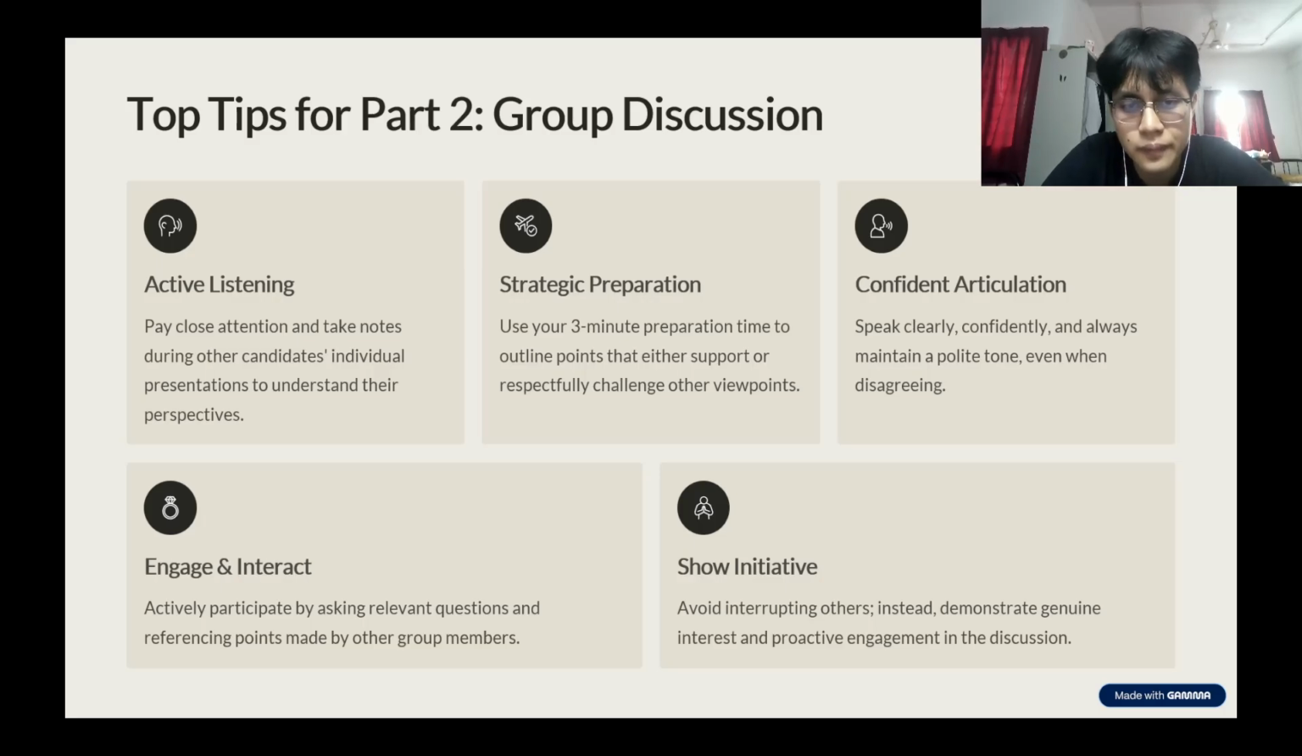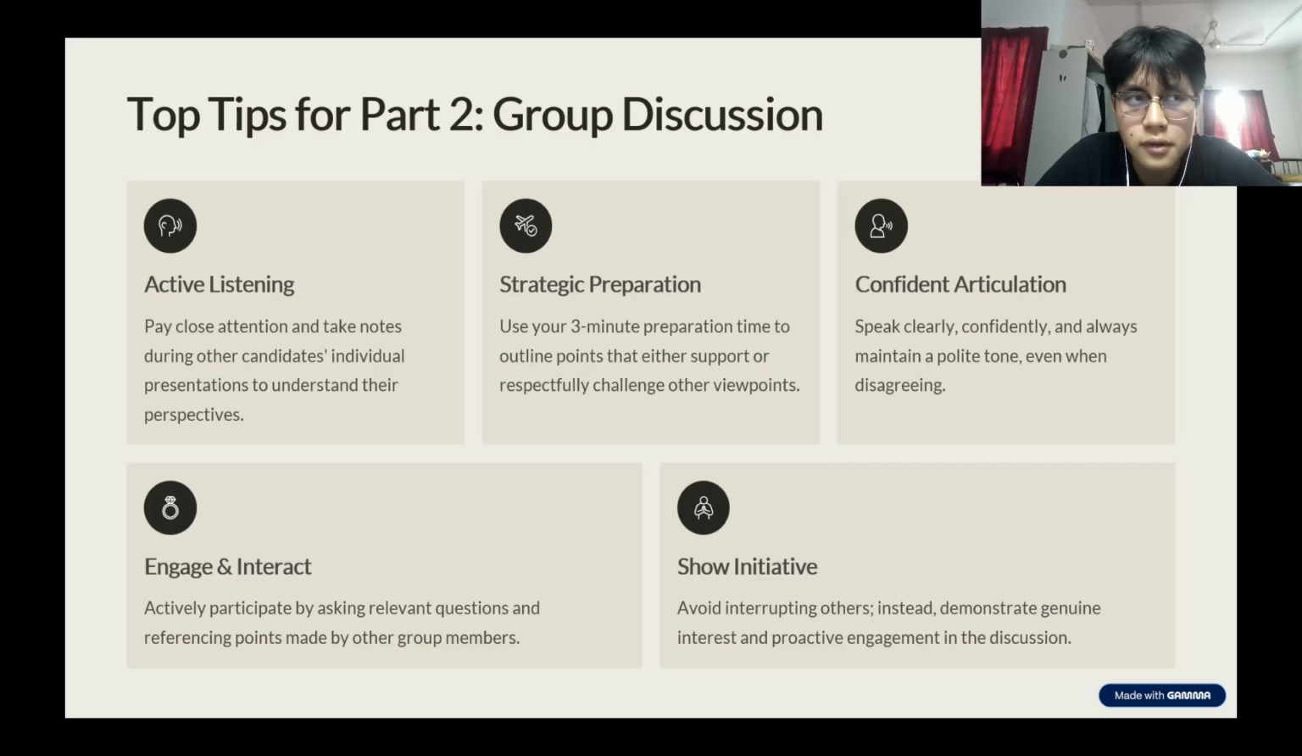Secondly is prep time. Basically, you have to use it as much as possible, as effectively as possible. All right. Third is confident articulation. You have to speak clearly, be confident, and always maintain a polite tone, even when you disagree. Fourth is engaging and interacting with other participants or even examiners, so that you can get a chance to increase your mark. And fifth one, or the fifth tip, is showing initiative.